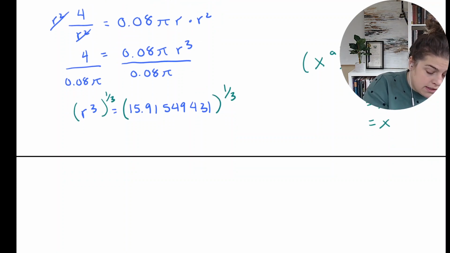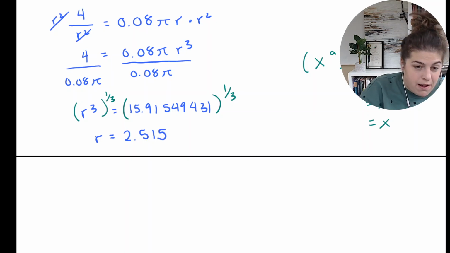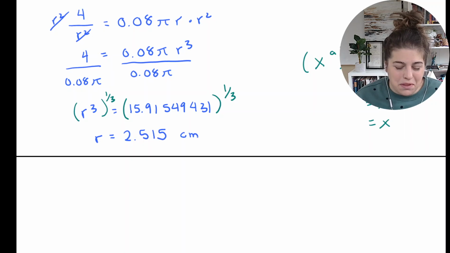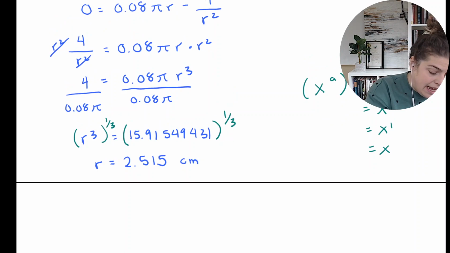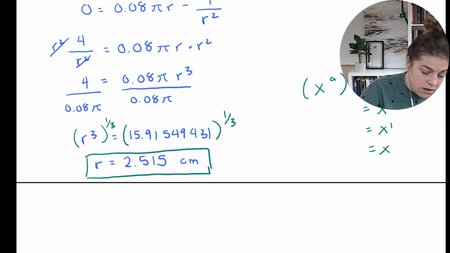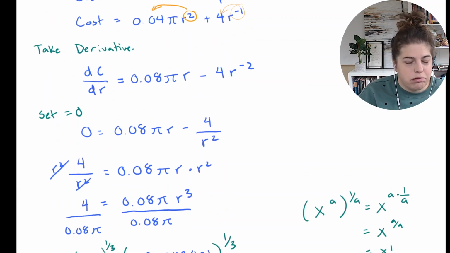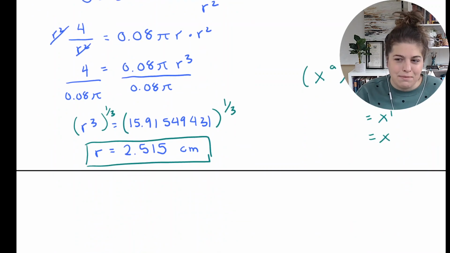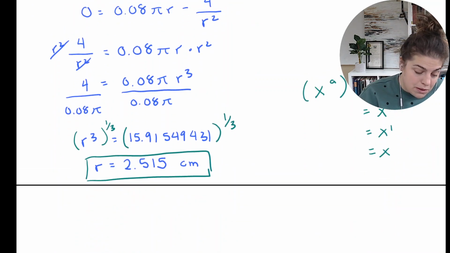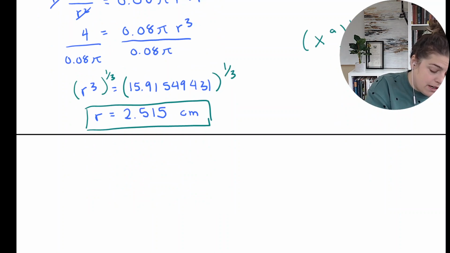So when I do this, I get that the radius is 2.515. A radius is going to be in centimeters because the whole thing was in centimeters there, okay? And now that I have that radius, I want to go back and find the height. I'd also probably like to actually check that this gives me a minimum. So to check for our minimum, we're going to do our second derivative test.